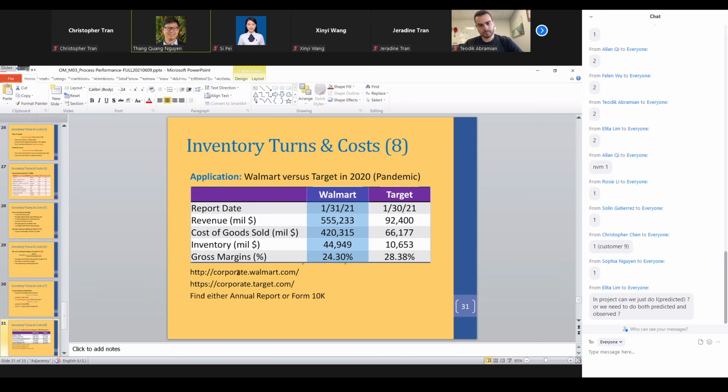How did I get the data? I go to the corporate side of Walmart and the corporate side of Target.com, and then just download the PDF file, and we have the data here. I will go back to the data. Let me discuss something first.